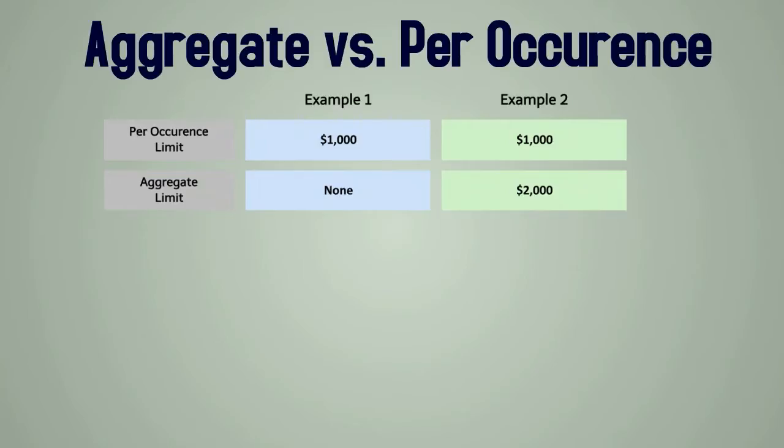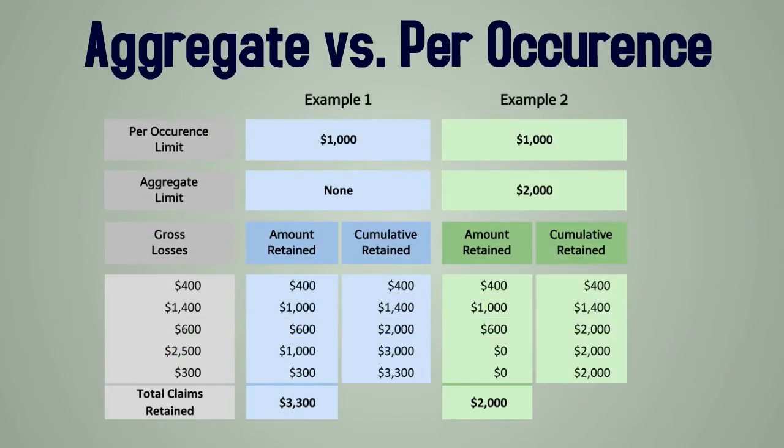In example 1, we have a $1,000 per occurrence limit, but we have no aggregate limit. In example 2, we have a $1,000 per occurrence limit and a $2,000 aggregate limit. So we have 5 claims that occurred during the year: a $400, $1,400, $600, $2,500, and $300 claim. Now, in example 1, you see that the $1,400 and $2,500 claims get limited to $1,000 on a per occurrence basis. And then the next column over, the cumulative retained for example 1, shows that we are adding up how much we're retaining through the year, and there's no limit to that. So at the end of the year, we've got $3,300 in retained claims.